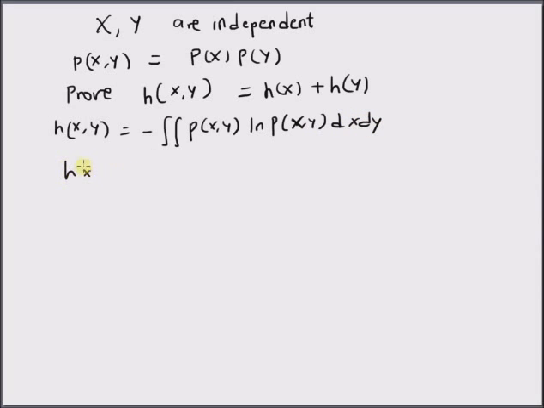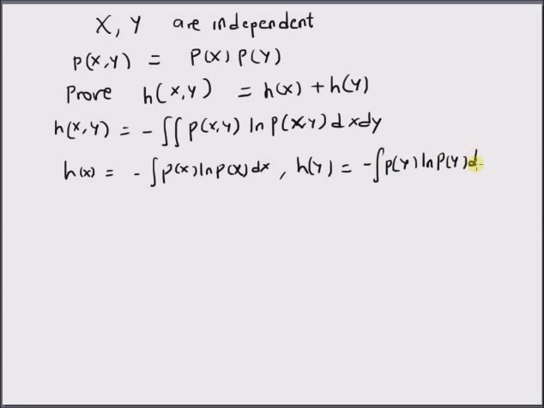We also know that the entropies of x and y are: H(x) equals minus the integral of p(x) log p(x) dx, and H(y) equals minus the integral of p(y) log p(y) dy. Let us call the first equation 1 and the second equation 2.